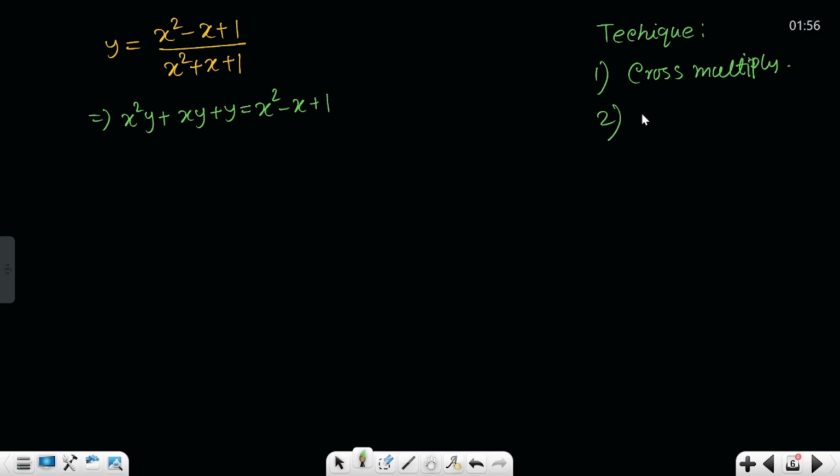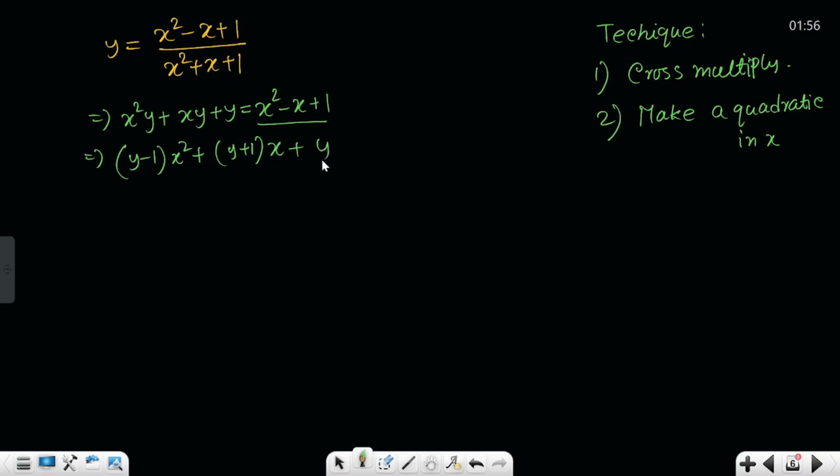Now our next step is to make a quadratic in x. So bring all the terms to the left hand side. We will get y minus 1 into x square plus y plus 1 into x plus y minus 1, and this is equal to 0, right? Now we have made this.